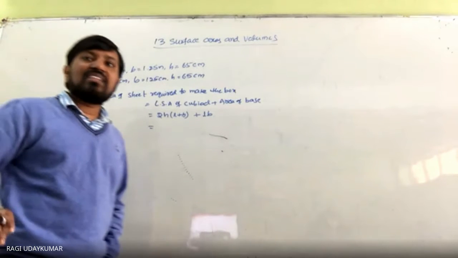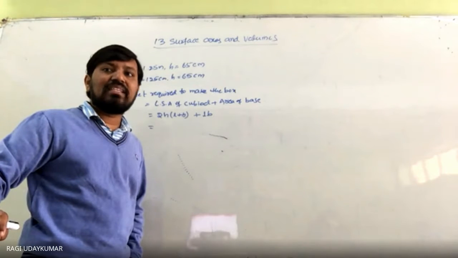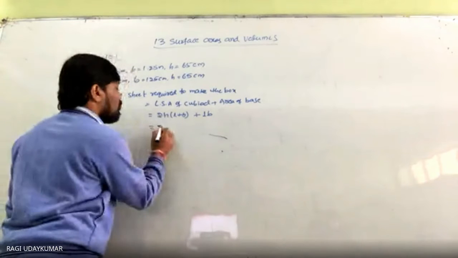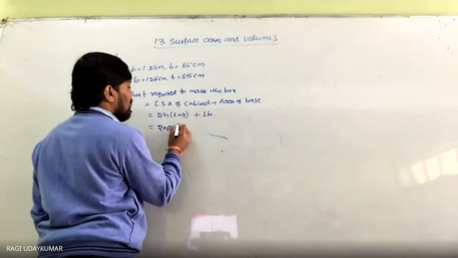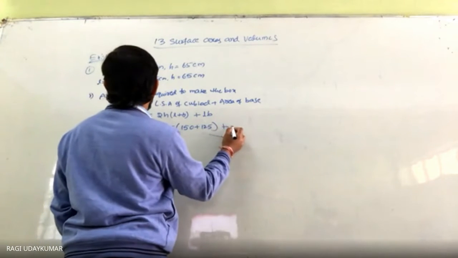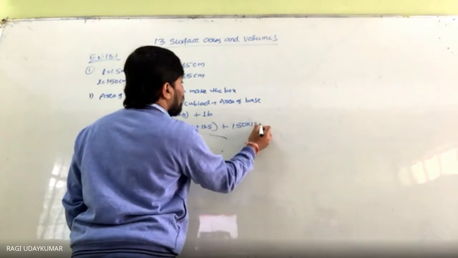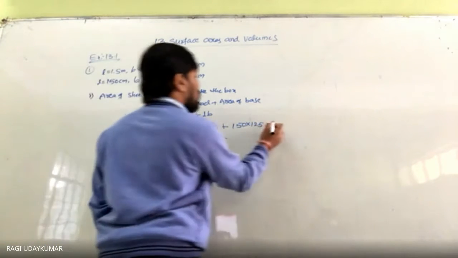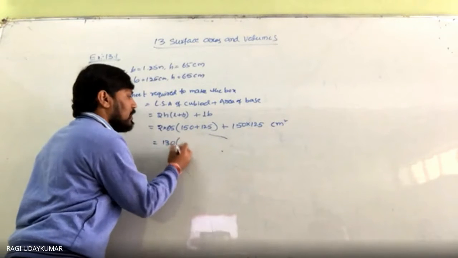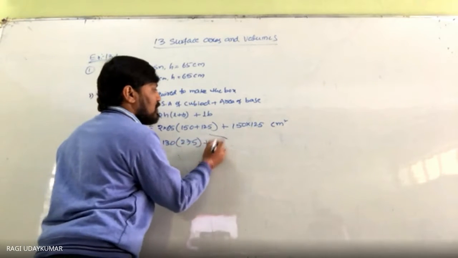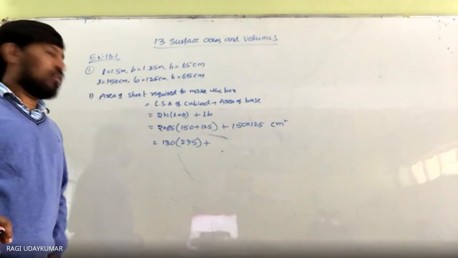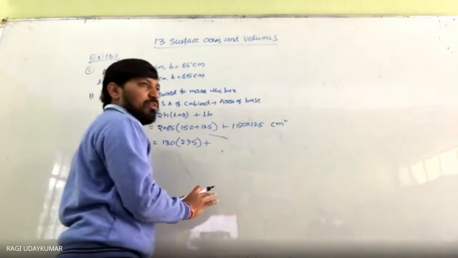And the next question is: the cost of the sheet measuring 1 meter square is rupees 20. So let us find here 2 into h, which is 65, and L plus B is nothing but 150 plus 125, plus L into B, which is 150 into 125. This you are going to get in centimeters square. So 130 into 275 plus 150 into 125. Multiply and add it. You are going to get the answer in centimeters square.